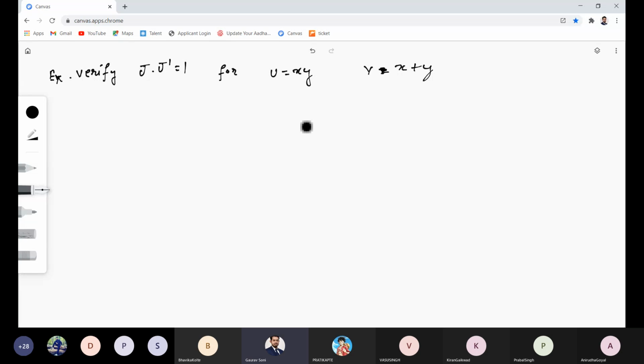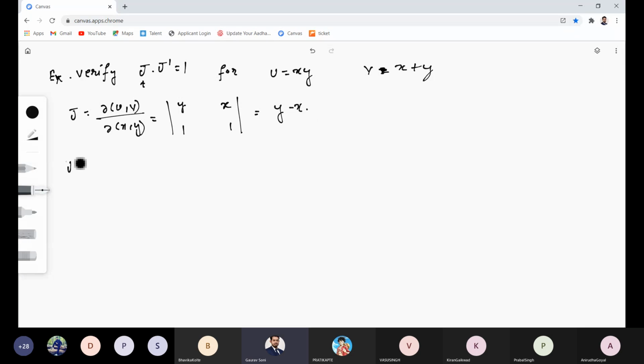So how do we do that? First of all, I will have to find J. So J is equal to Jacobian of u, v with respect to x, y. This will be the determinant: u with respect to x will become y, u with respect to y will become x, v with respect to x, v with respect to y. So the determinant is simply y minus x.